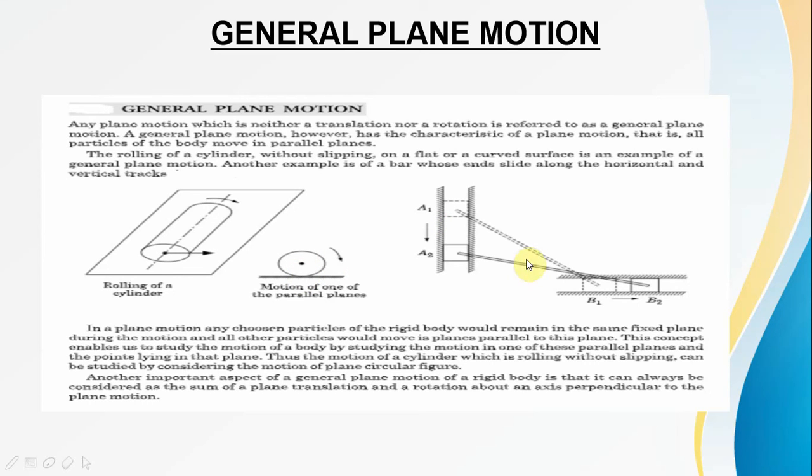Another example here is this thing connected to this thing, right? And when this goes up, this will come to this position. So basically, this thing is rotating as well as there is translatory motion also. So this is also a plane motion. These are some of the examples of plane motion. Now let's go ahead.